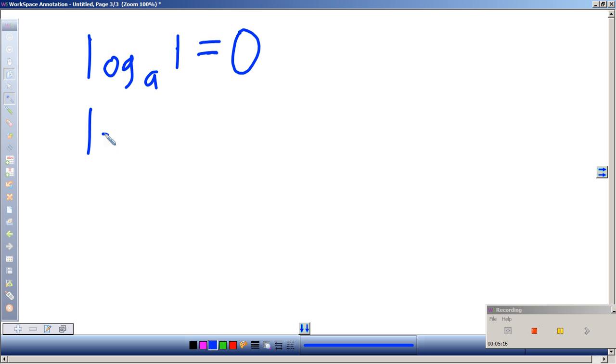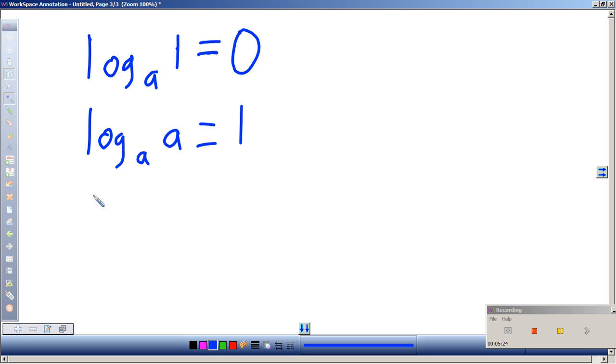How about this one? Log base a of a. 1. Because a raised to what power is a? 5 raised to what power is 5? 10 raised to what power is 10?